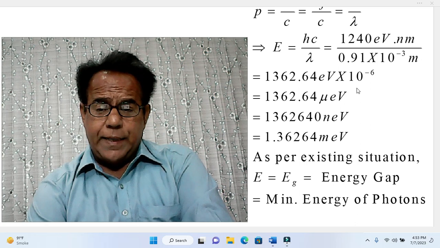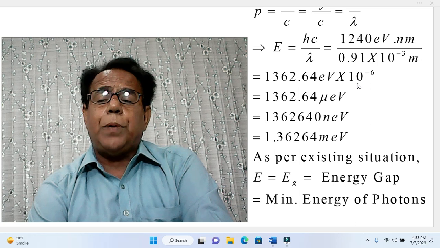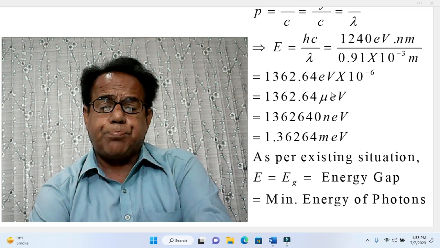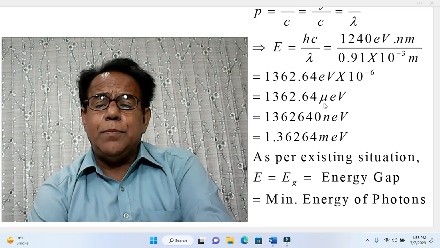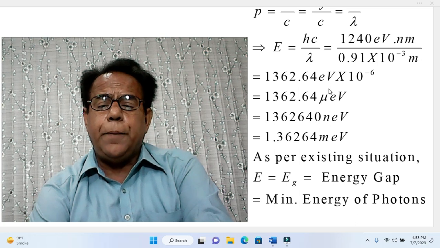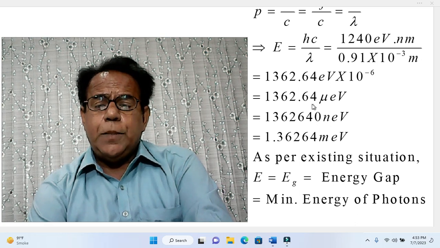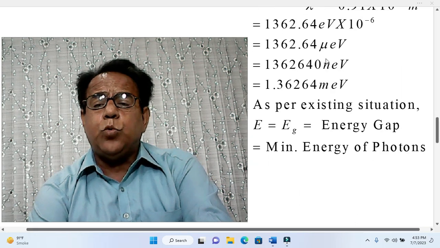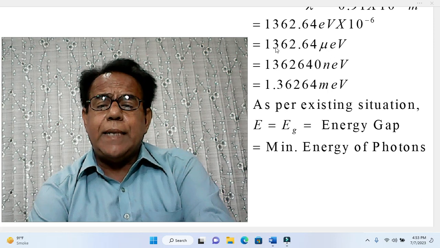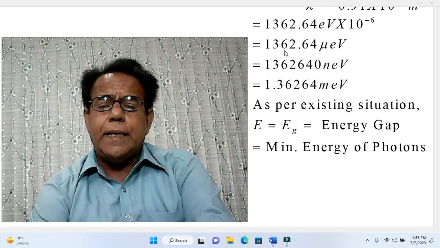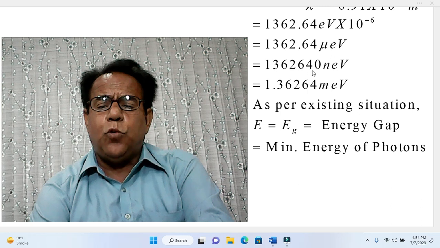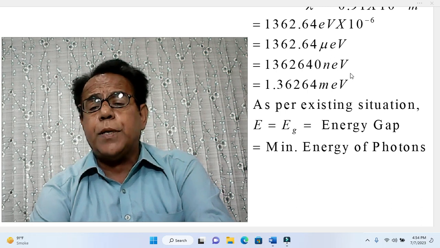Dear students, we know that 10 to power minus 3 is milli, 10 to power minus 6 is micro, and 10 to power minus 9 is nano. So we can write it in terms of this symbol mu. So this becomes equal to this. Now if we want to convert this mu into nano, then this figure, that is 1362.64, will take the form as 1362640 nano electron volt.